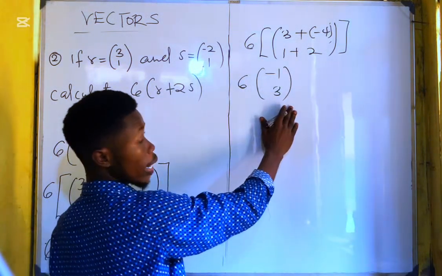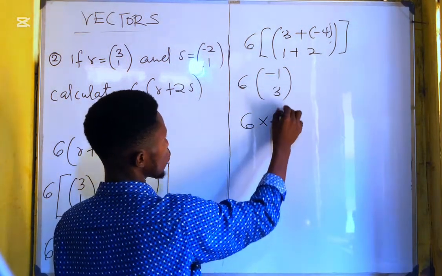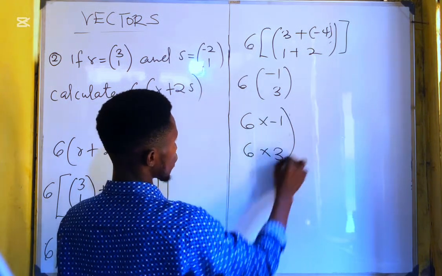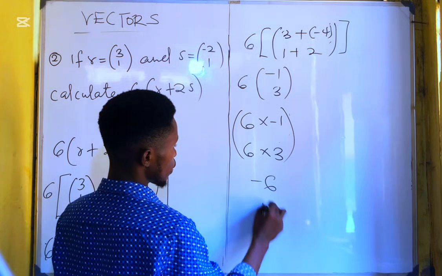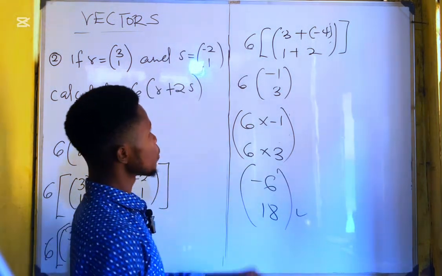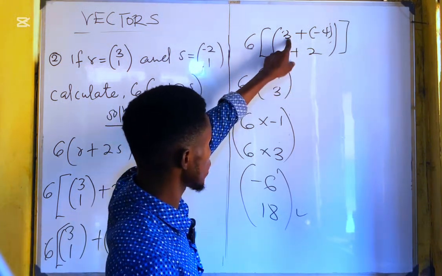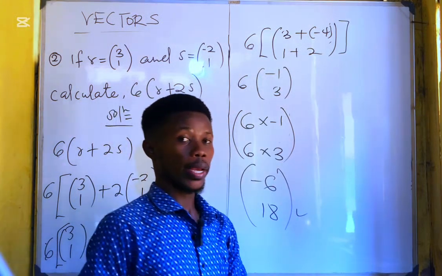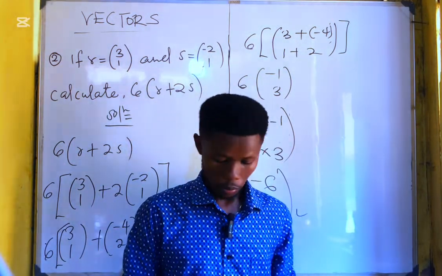Now this is also a scalar, also multiplying. So we are going to have 6 times negative 1, then 6 times 3. 6 times negative 1 is negative 6. 6 times 3 is 18. Is that okay? You realize that when I was adding, I did not add this 3 to the 2, because this is an x component, this is an x component, and it can never be added to the y component. So y, y, x, x. Is that okay?